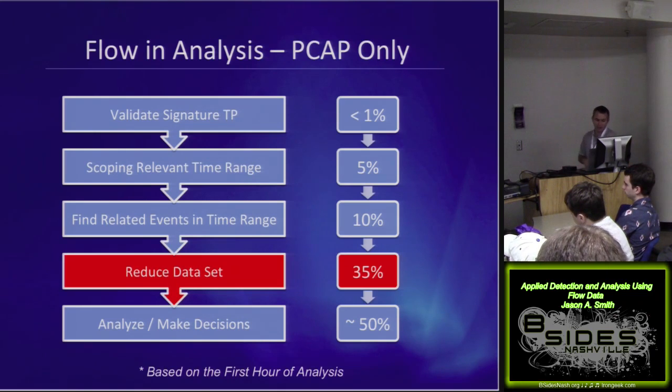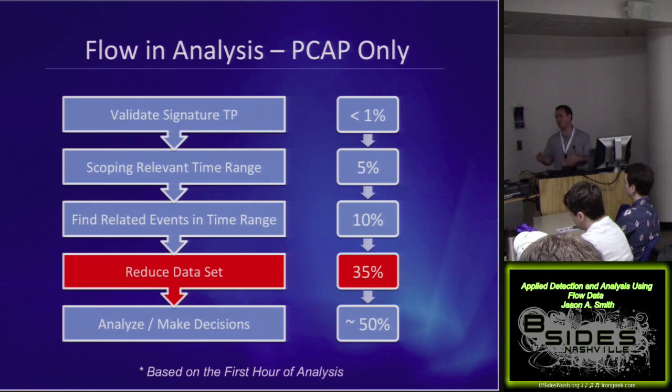Finding related events. This is probably a little better than it should be. You know, it's 10% of your time. However, reducing your data set to only what you need is probably 35% of your time. You're spending a lot of time gathering all the evidence, gathering everything you need, maybe to show someone else, or gathering everything to actually put in a report, or do your actual analysis, and then to make the decision on is it bad or is it good, you might spend 50% of your time.